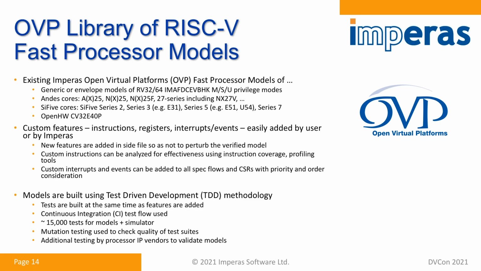Quality is also an issue, of course. These models are built using a test-driven development methodology where tests are built at the same time as features are added. There's a continuous integration test flow that is used with over 15,000 tests for the models plus the simulator. These tests are run every time an Imperas developer checks in code. We also use mutation testing to check the quality of the test suites internally. And there is additional testing by the processor IP vendors to validate the models.